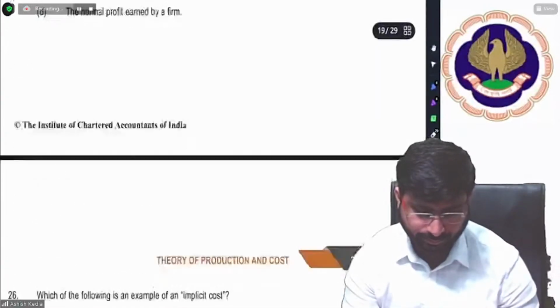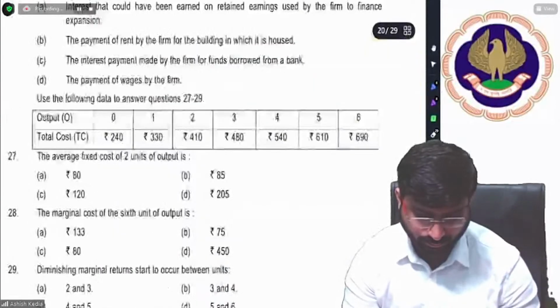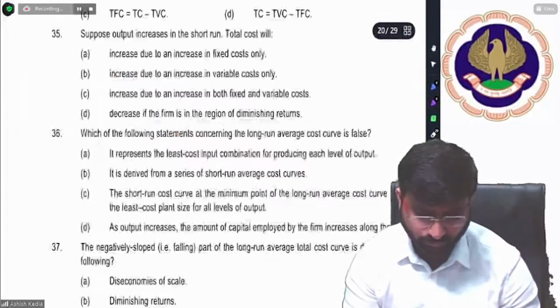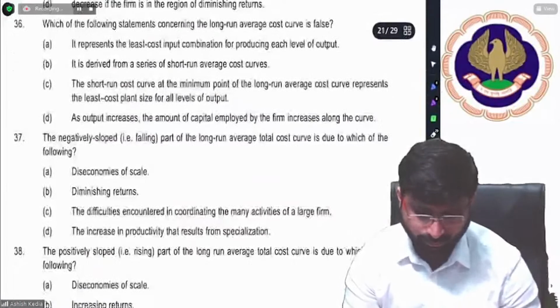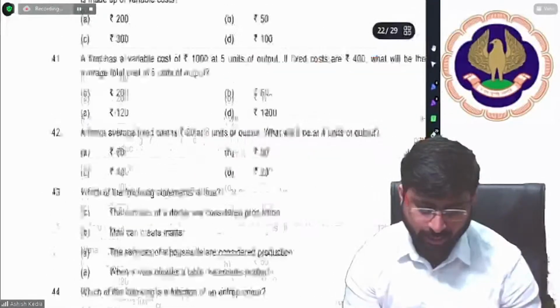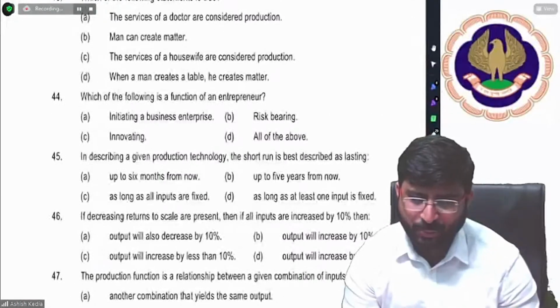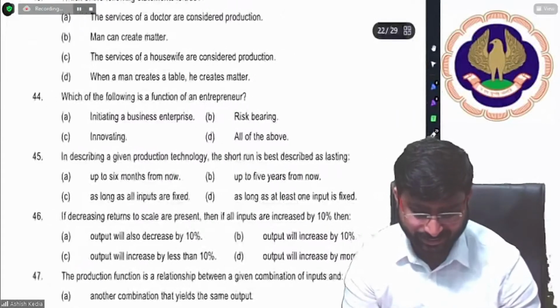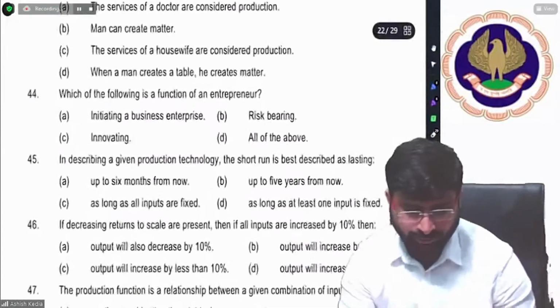Actually, I'm tracing the ones which are related to production only. Okay. Another good question.